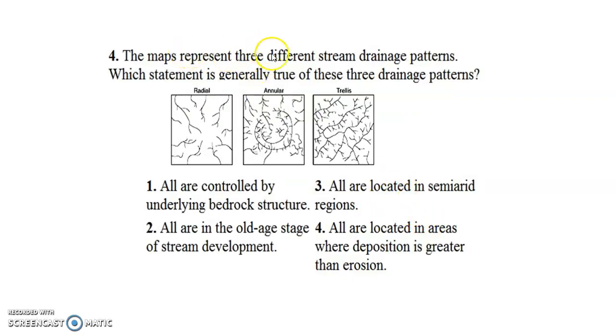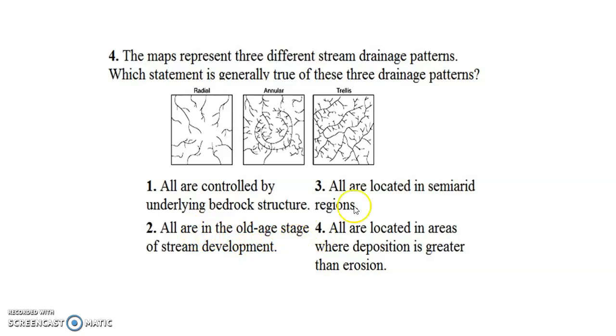Number 4, it says the maps represent 3 different stream drainage patterns. We have radial, annular, and trellis. Which statement is generally true of these drainage patterns? Well, this is just process of elimination. All are controlled by underlying bedrock structure. That sounds pretty good, but it's important to look at all the choices. All are in the old age stage of stream development.